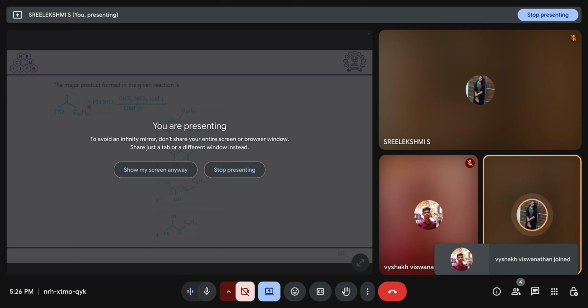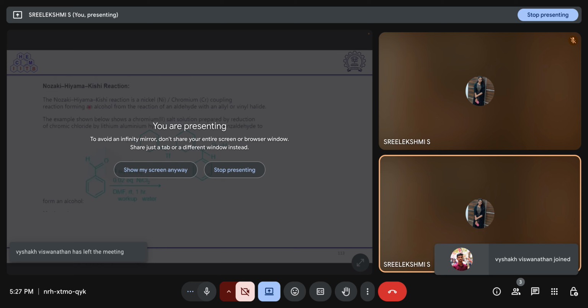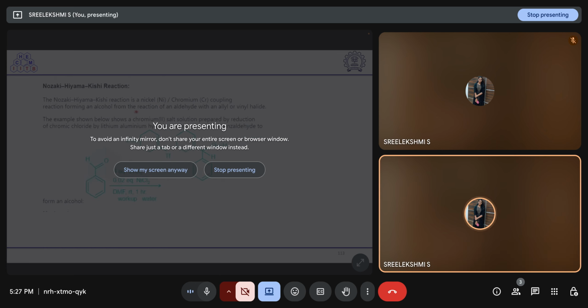So here this is an example of Nozaki-Hiyama-Kishi reaction. So here what is happening? This is a nickel and chromium coupling reaction which will form this kind of alcohol when we are treating an aldehyde with an allyl or vinyl halide. So this is another example where this chromium salt solution is prepared by the reduction of chromium chloride by lithium aluminum hydride, and this benzaldehyde was added.